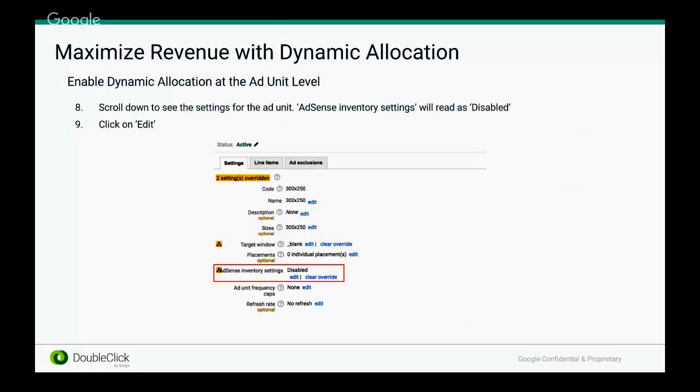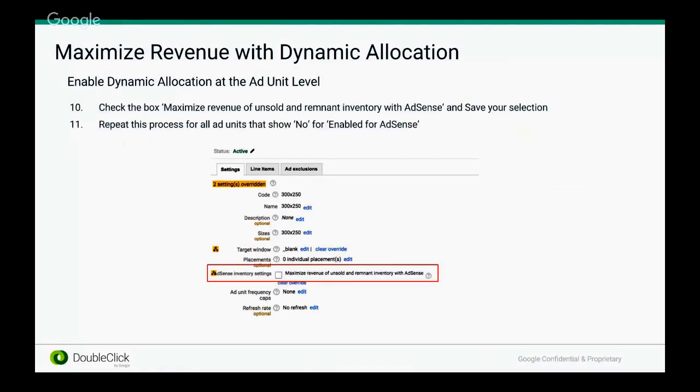Then if you scroll down, you'll see in the settings section, we want to look for the part that says AdSense inventory settings. Right now it should say disabled if it's not enabled for dynamic allocation. Then you want to click on the edit underneath disabled. That'll open up a checkbox where it says maximize revenue of unsold and remnant inventory with AdSense. Here is where you want to check the box and save. That'll allow that ad unit to now be enabled for dynamic allocation.